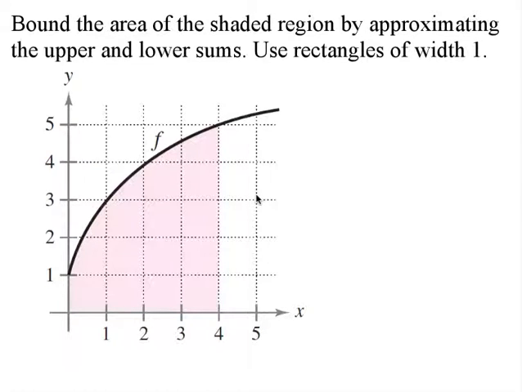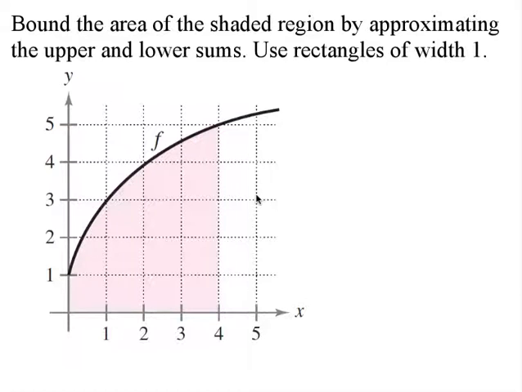Okay, so we're continuing on with section 4.2. The first thing we're going to look at is as follows. It says bound the area of the shaded region by approximating the upper and lower sums. Basically, you're wanting to find the area of this pink region. In order to do that, we can find the area of an upper sum and a lower sum, and then we know that the area of the pink region is somewhere in between the two.